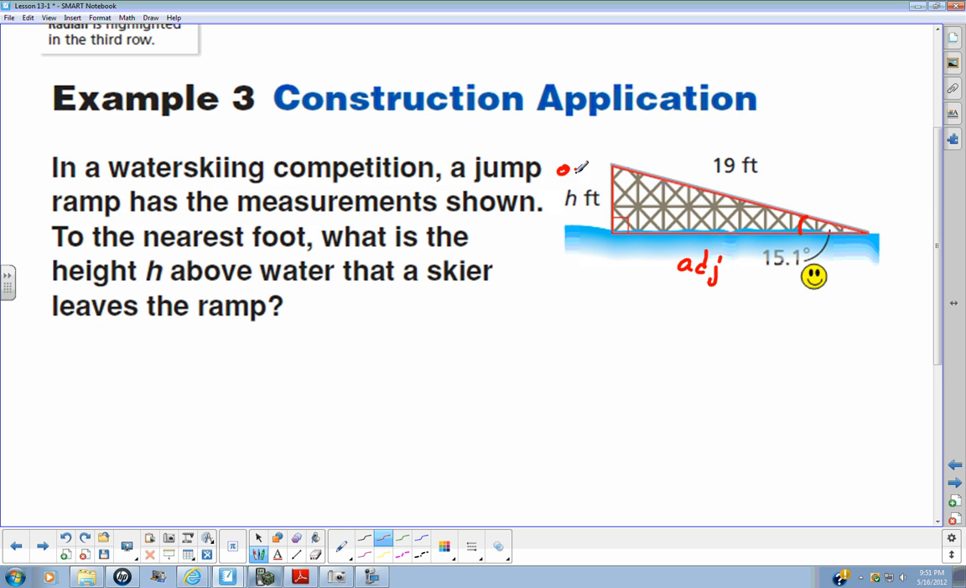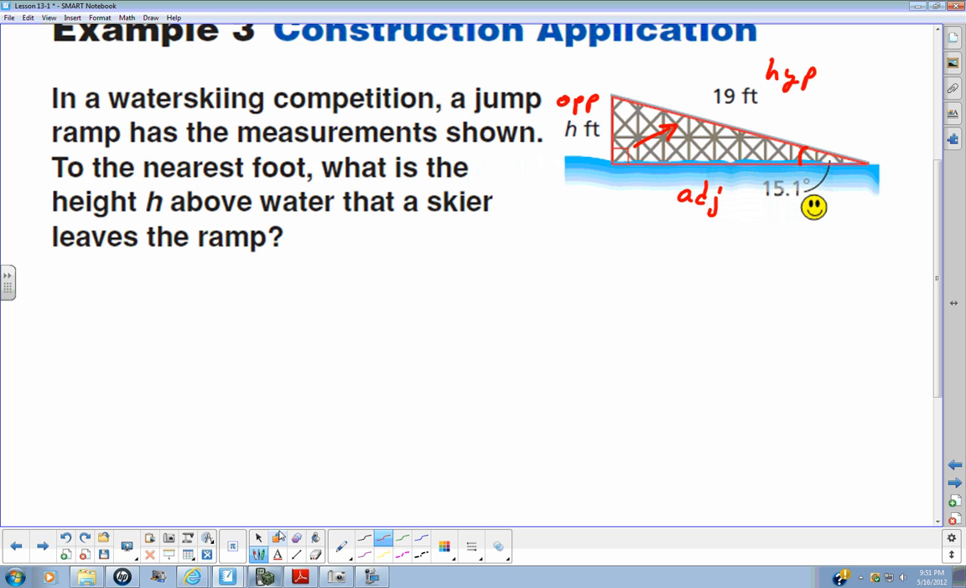This H here, that would be the opposite. And once again, the side across from the right angle would be our hypotenuse. So since we're trying to find H and we know 19 feet, once again, we're going to end up using sine to solve this problem.